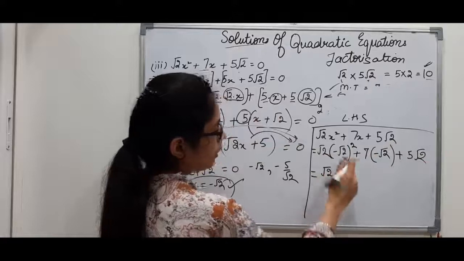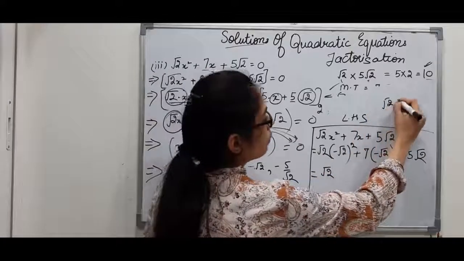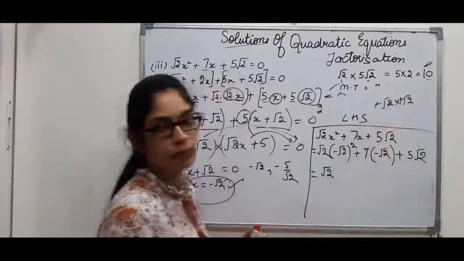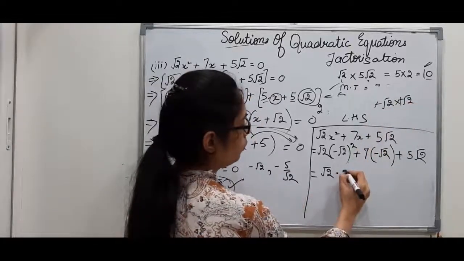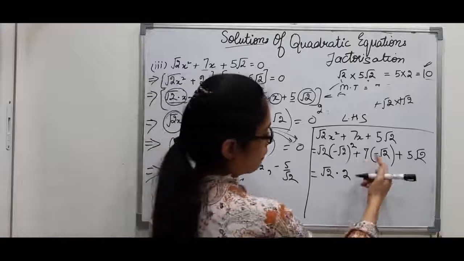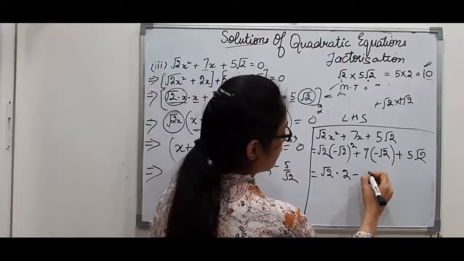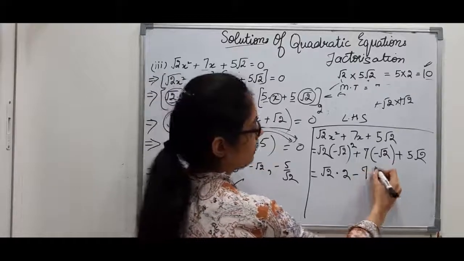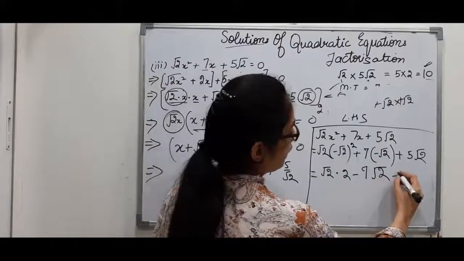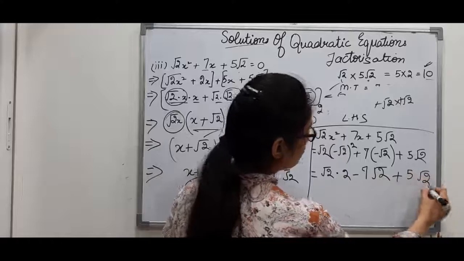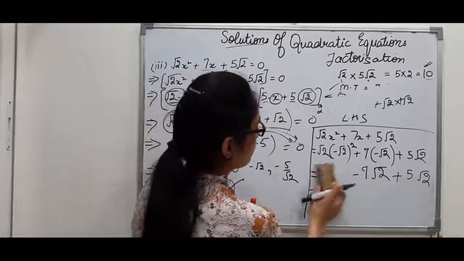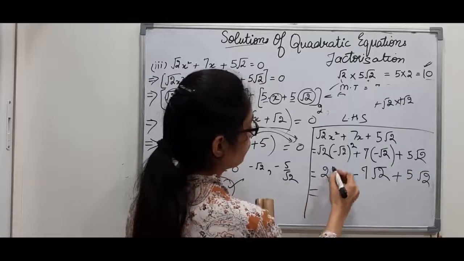Root 2 into root 2. Square means the same number we are multiplying, and this minus and minus sign will get cancelled. So I will get 2. 7 into minus root 2: plus into minus is minus, so I will write minus over here, 7 root 2, plus 5 root 2. You can see this, I can write it as 2 root 2.